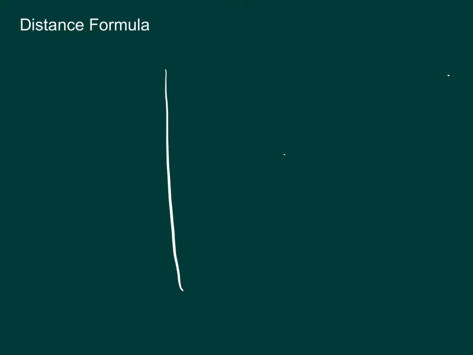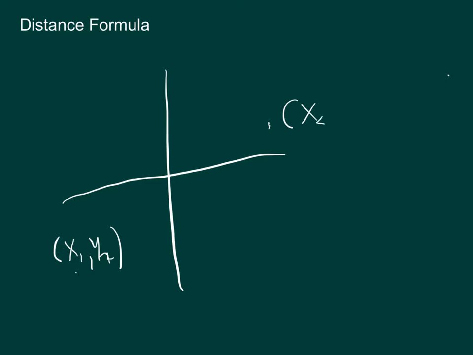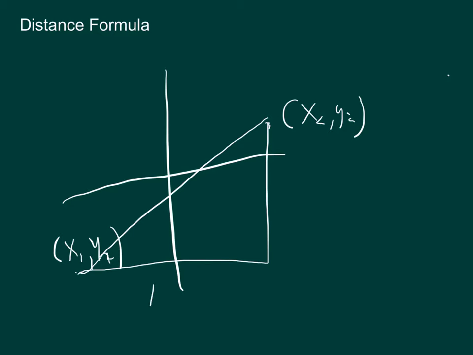Okay, so we'll start with 2 coordinates. We'll call one of them x1, y1, and we'll call the other one x2, comma, y2. And the distance between them is going to be this diagonal. If we break it down to the horizontal part and the vertical part, the horizontal part will have a length of x2 minus x1, and the vertical part will be y2 minus y1.